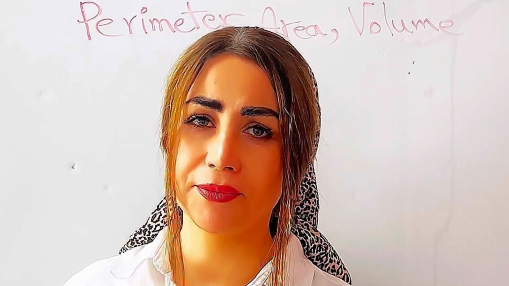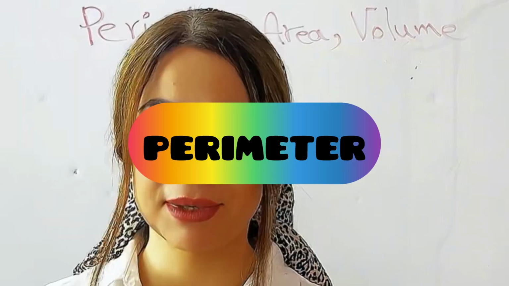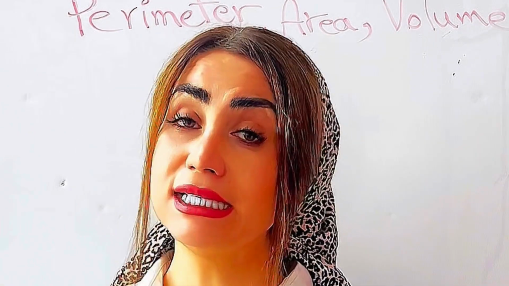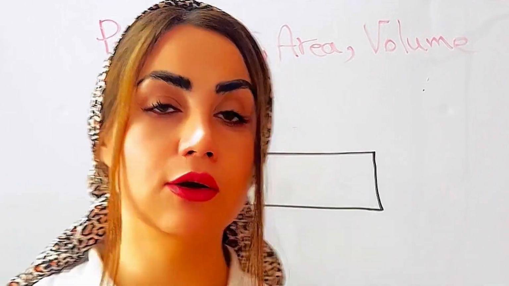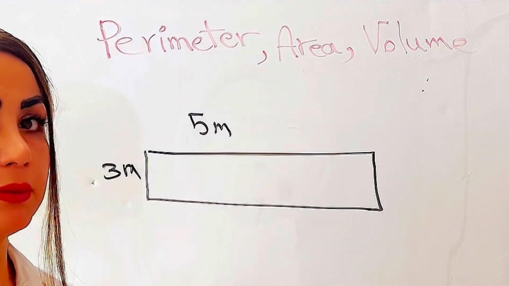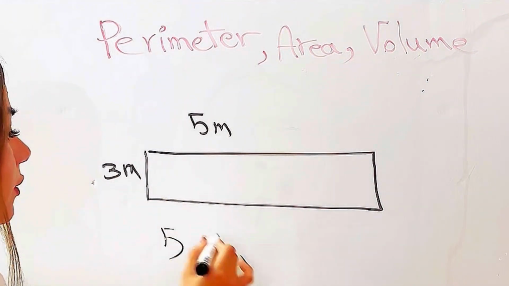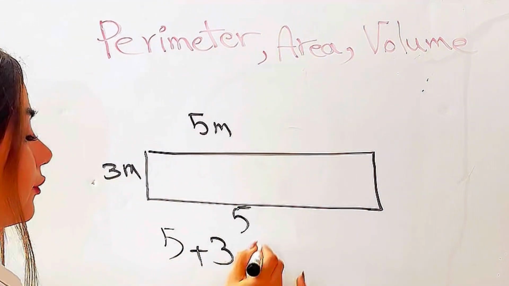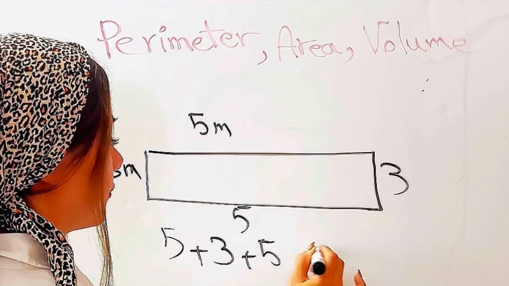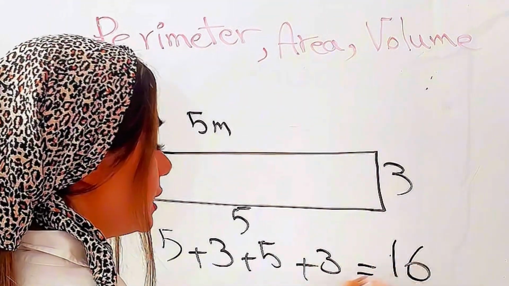Before we wrap up, let's quickly go over some other important measurements. Perimeter. That's just the distance around the shape. If a rectangle has sides of 5 meters and 3 meters, the perimeter is 5 plus 3 plus 5 plus 3 equals 16 meters.